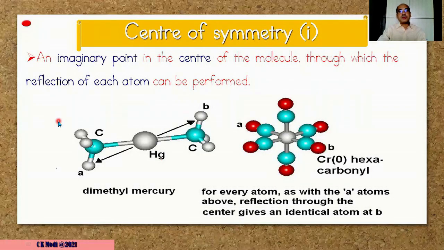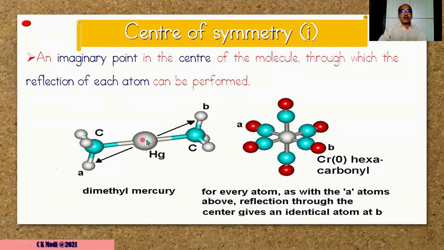Second, that is called center of symmetry, which is symbolized by I. Now, what do we mean by center of symmetry? Now look at this definition, simple. An imaginary point in the center of that molecule through which the reflection of each atom can be performed.